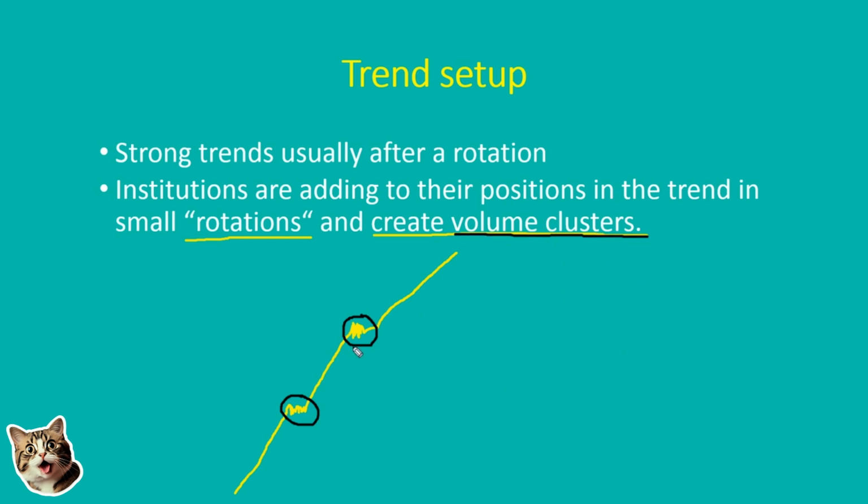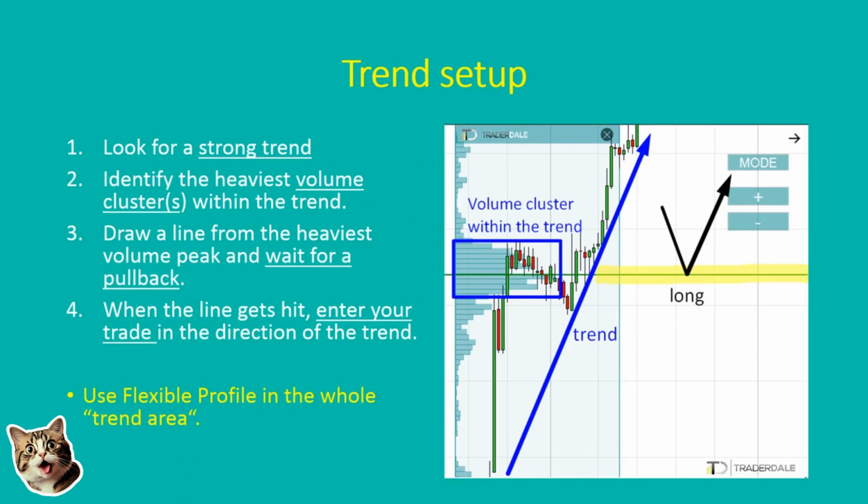So if I was to draw a volume profile over this area, then the volume profile would look something like this. It would be very thin, and in those places where the institutions were adding to their volumes, there would be volume clusters like that. Alright, those places, this is where the volume clusters are created. This is how it looks like in real charts.